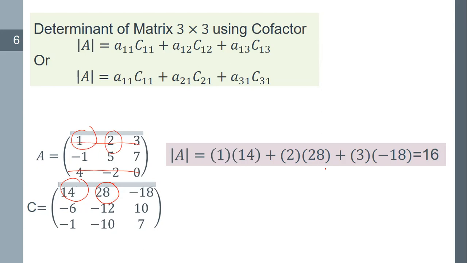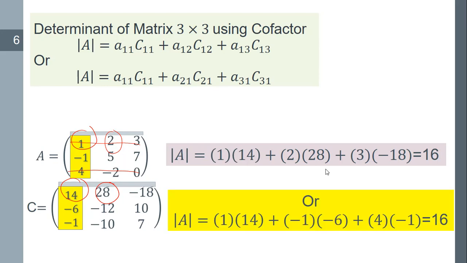How about if you choose to use the first column and the first column of your cofactor? So you will get the same thing. The first element multiplied with the first element, the second element multiplied with the second element. Okay, so you will get 16 also.